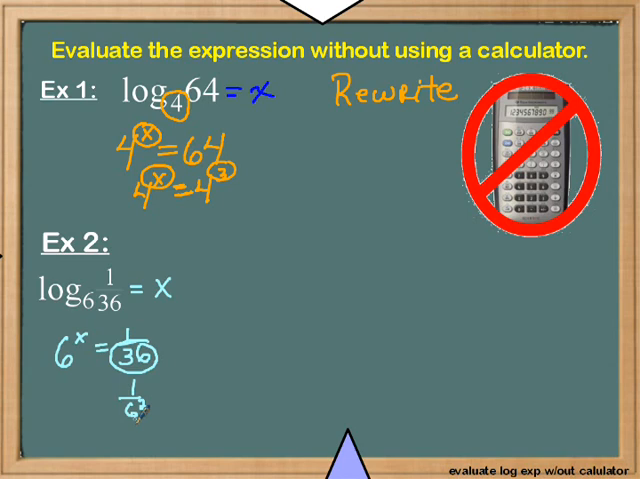And since it's in the denominator, if I want to bring it up, what would it have to be? We bring it up with a negative exponent, right? And so what's the value for x? X equals negative 2.